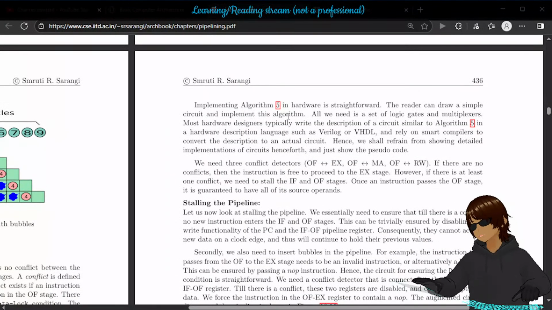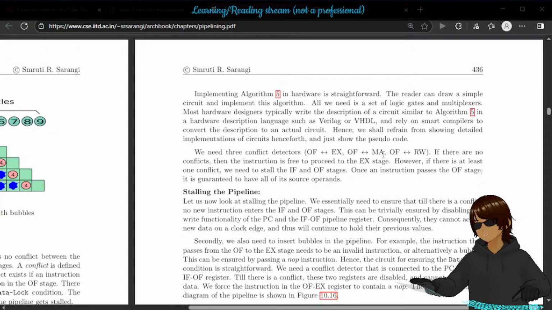Implementing algorithm 5 in hardware is straightforward. The reader can draw a simple circuit and implement this algorithm. All we need is a set of logic gates and multiplexers. Most hardware designers typically write the description of a circuit similar to algorithm 5 in a hardware description language such as Verilog or VHDL and rely on smart compilers to convert the description to an actual circuit. However, we shall refrain from showing detailed implementation of the circuit henceforth and show the pseudocode.